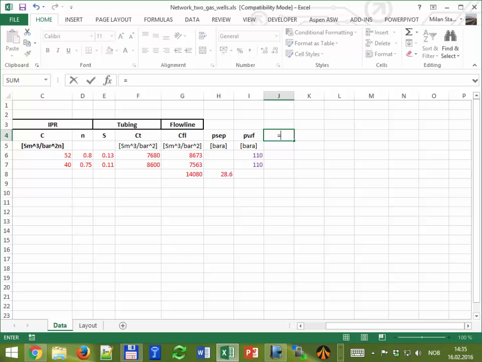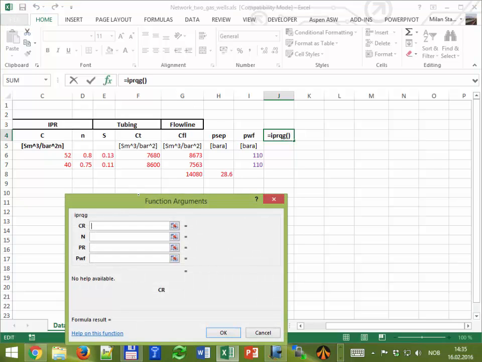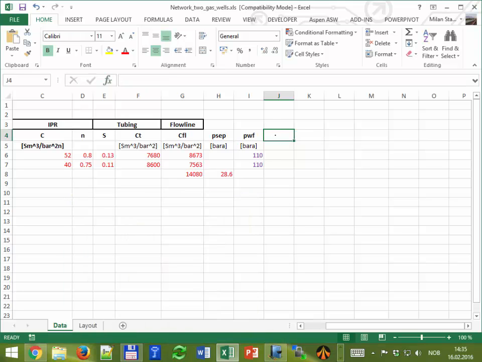Okay, so we have the pressure, and now we can calculate the rate. For that I use my IPR equation, IPR QG. I don't remember exactly the order of variables that I have to use, so I go back to my function and I say, okay, my C, back pressure coefficient, back pressure exponent, sorry, is this one here. We are working in well 1, right? Yeah, forgot to put the header.